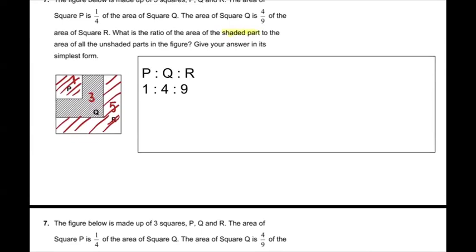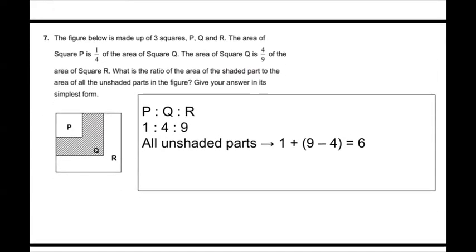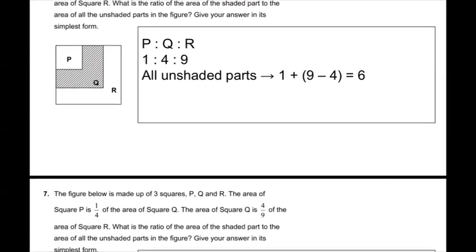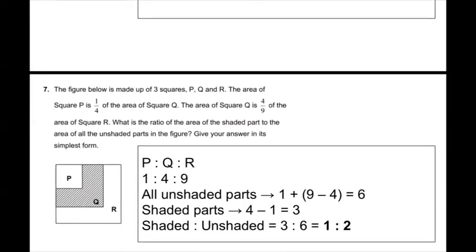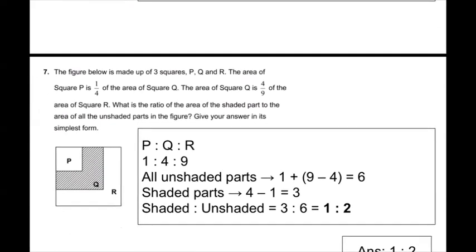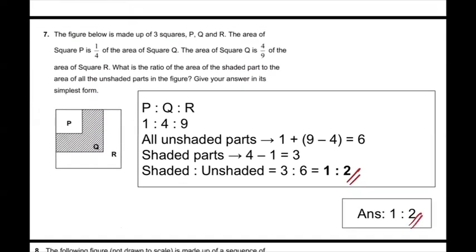How do I get 6? Earlier, I've established this is 1 and this is 5, right? So 1 plus 5 is 6. Now, next, your shaded part is 3. We have established that as well. 4 minus 1 equals 3. So what is the ratio of the shaded part to the unshaded part? It will be 3 is to 6. Okay, but don't stop there. You need to leave your answer in simplest form. Therefore, the final answer is 1 is to 2.